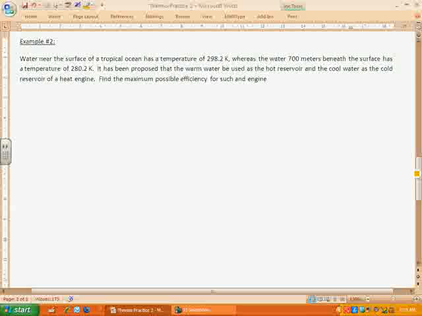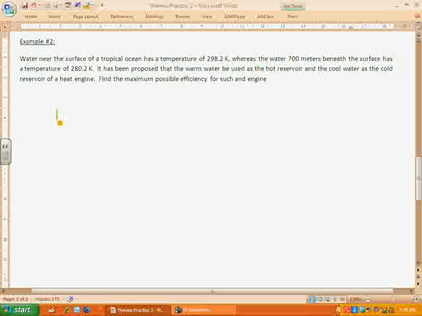Water near the surface of a tropical ocean has a temperature of 298.2 Kelvin, whereas the water 700 meters beneath the surface has a temperature of 280.2 Kelvin. It's been proposed that the warm water be used as a hot reservoir and the cool water as a cold reservoir of a heat engine. Find the maximum possible efficiency for such an engine.